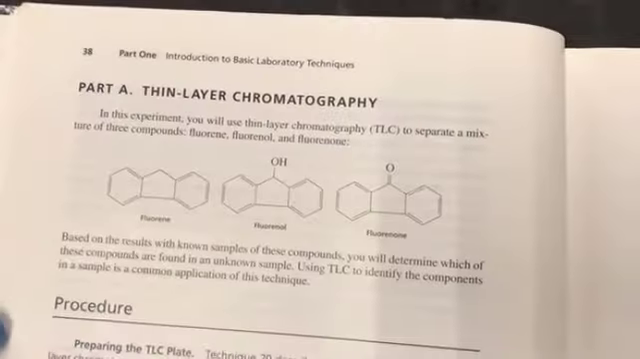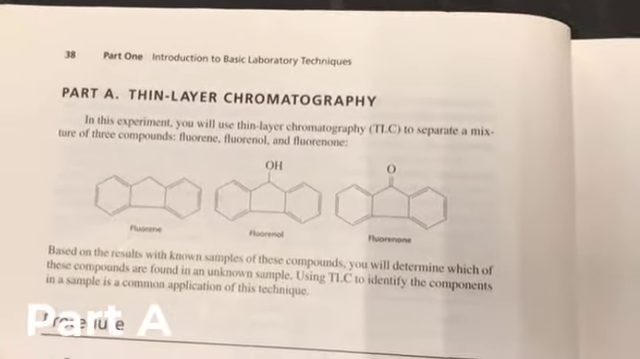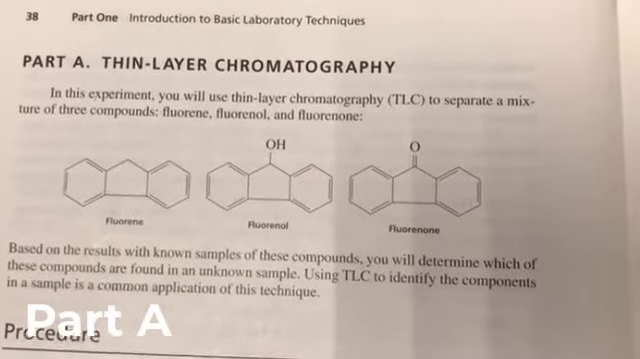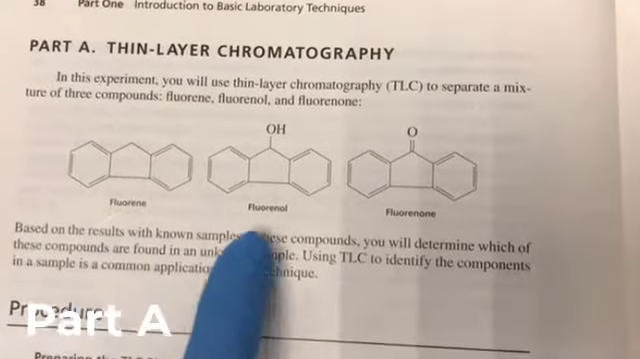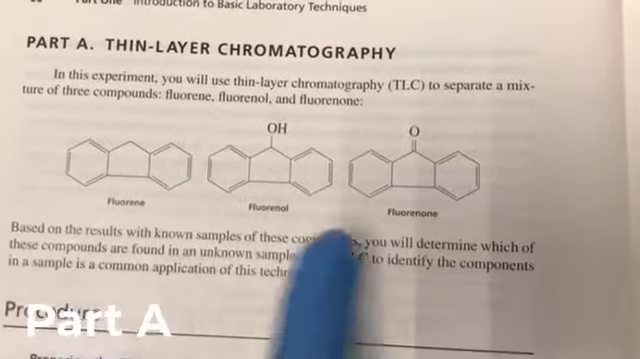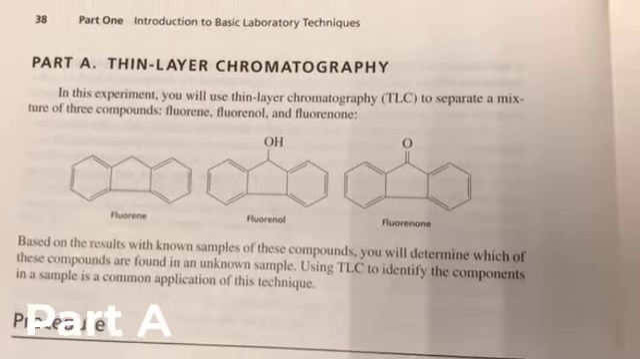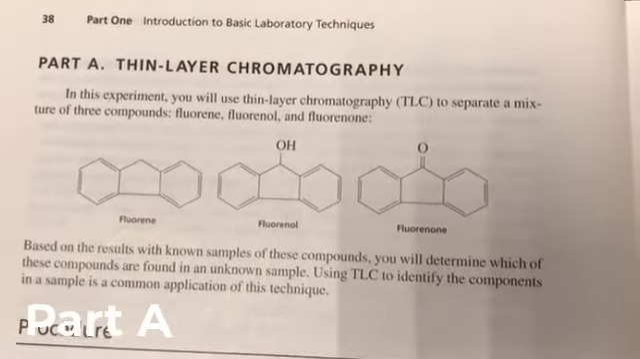Part A. In this experiment, you would use the TLC plate to separate a mixture of three compounds: fluorene, fluorenol, and fluorenone. All three have different polarities. We're going to take advantage of the different polarities, and we will see how you can separate these three compounds on the TLC plate.